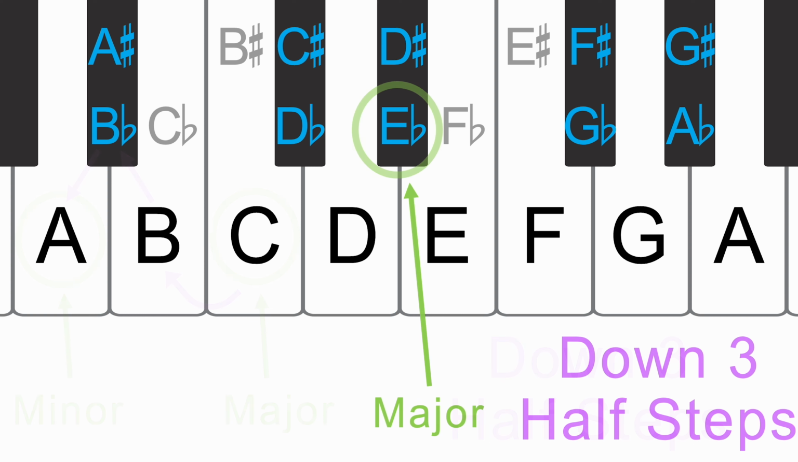And I can do this with any note. So say I wanted to know E flat major, what's then the relative minor? Down 3 half steps, and we get to then C minor. Then I know C minor has the same key signature as E flat major.